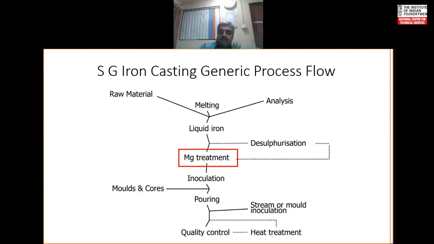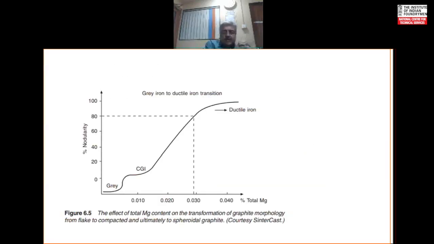Let us now look at the heart of this process of making ductile iron, which is magnesium treatment. This is one of the pictures which I have picked up from CDC, and they also have taken it from Centricast in their publication.